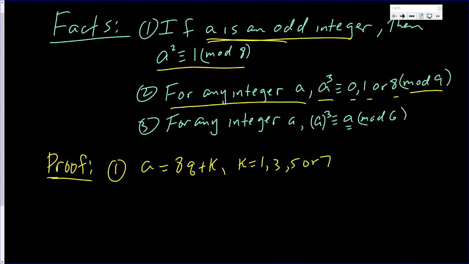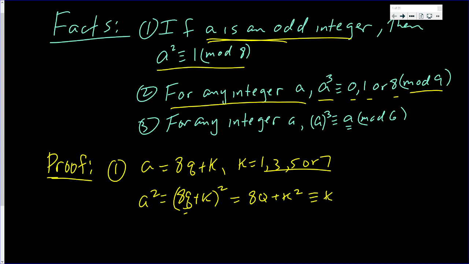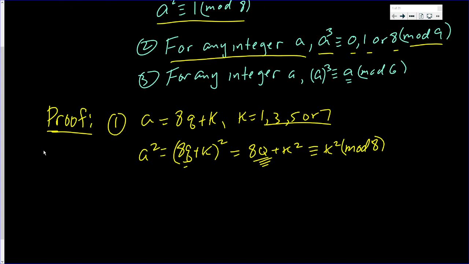Let's see if when we mod a squared, do we get 1 mod 8? Well, a squared will be (8q plus k) squared for these allowable k's. And just realize that you're always going to get 8 times some integer plus k squared. And this is going to equal k squared mod 8, because that's 0. So the question is, what's k squared going to be, and what is it equal to mod 8?